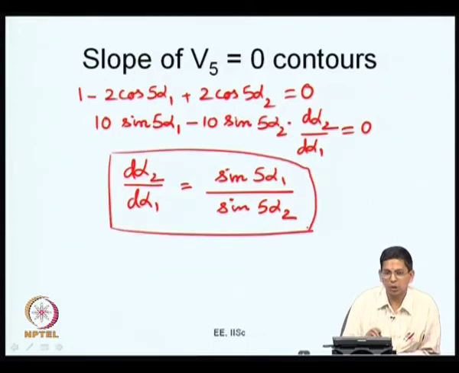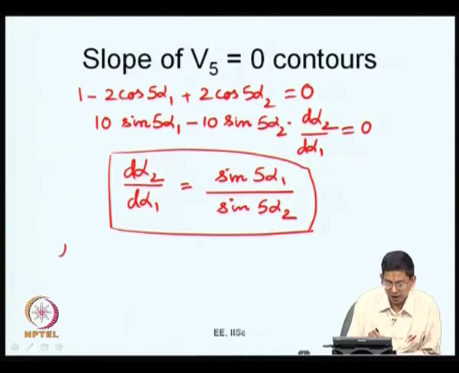Earlier, for V1 equal to constant curves, we had the slope as sine alpha 1 by sine alpha 2. Here V phi is equal to 0. We are interested not in V phi equal to constant, we are interested in V phi equal to 0. Why? Because we want to eliminate the fifth harmonic voltage. So along this, again, we find the slope as sine 5 alpha 1 by sine 5 alpha 2. This is what we are finding now.